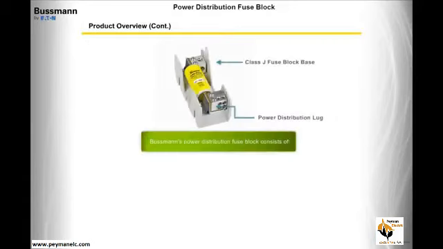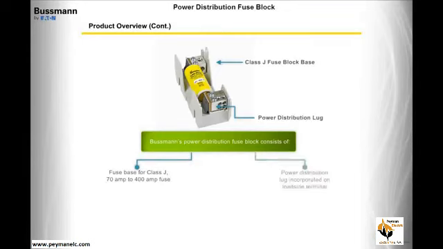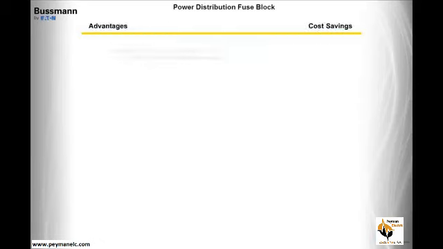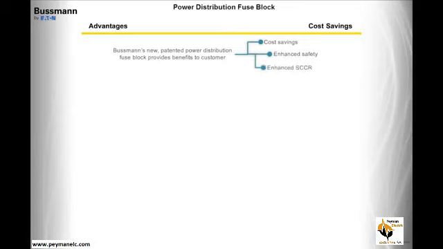Bussmann's power distribution fuse block consists of a fuse base for a Class J 70 amp to 400 amp fuse, with a power distribution lug incorporated on the load side terminal. This allows for one component to provide the same functionality as a fuse block and power distribution block combined in the typical panel layout. Bussmann's new, patented power distribution fuse block provides an array of benefits to the customer, including cost savings, enhanced safety, and enhanced short-circuit current rating.